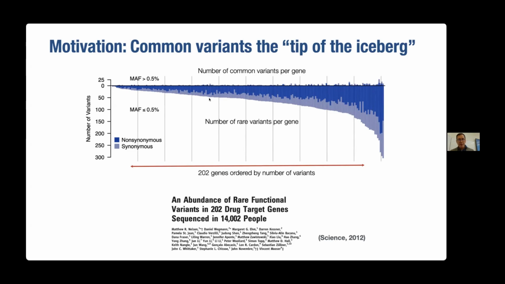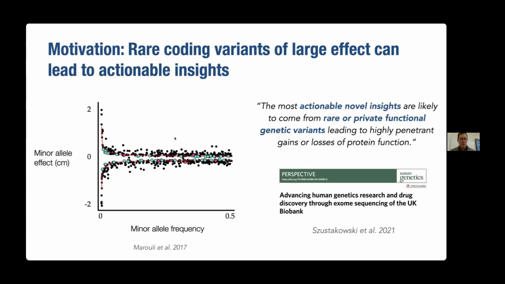And these rare variants oftentimes have large effects. This is from a Marouli et al. paper in 2017, and now there are many such graphs, but this was for height, showing effect size as a function of frequency. A lot of these rare variants have large effects. One of the major ideas in the field right now is how these big effects might give us more actionable insights. This quote from Sunyaev et al. says that rare private functional genetic variants, the highly penetrant gains or losses of function, give us the most actionable insights. Another quote in that paper is that rare coding variants jumpstart biological hypotheses.